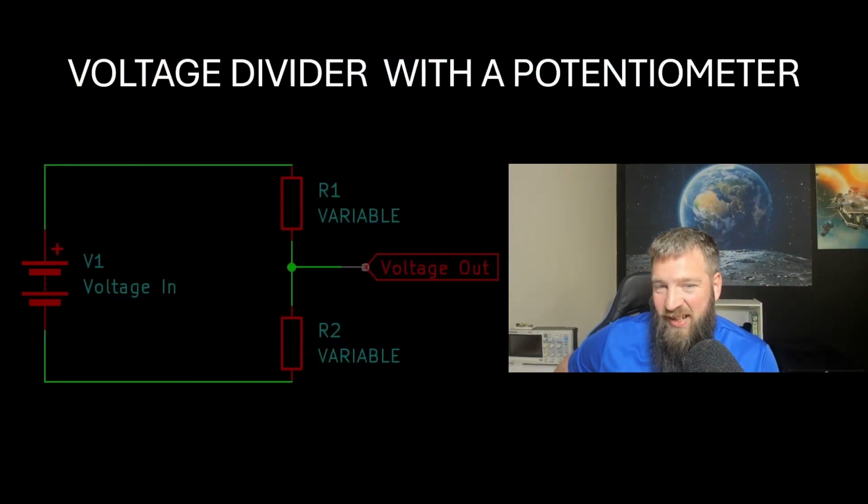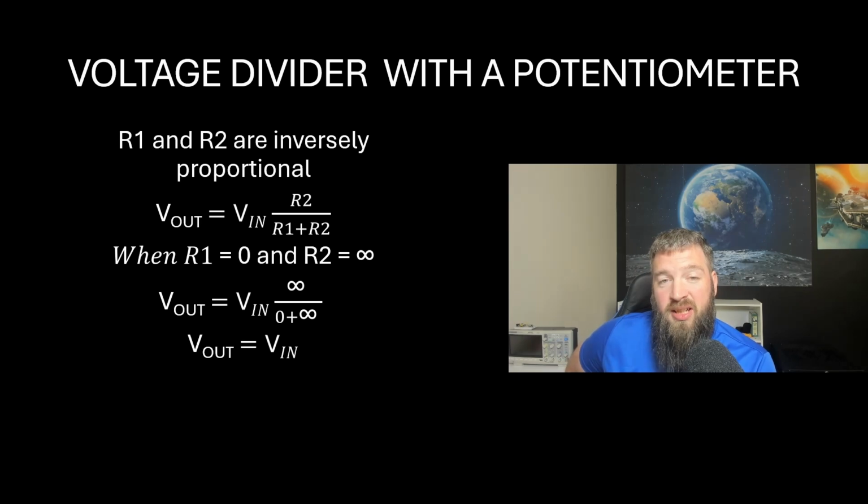All right, here is our circuit setup. We have an input voltage. We have R1 and R2 are both variable. So R1 and R2 are inversely proportional in a potentiometer. So when you turn it all the way in one direction, as the resistance increases on one, the resistance decreases on the other.